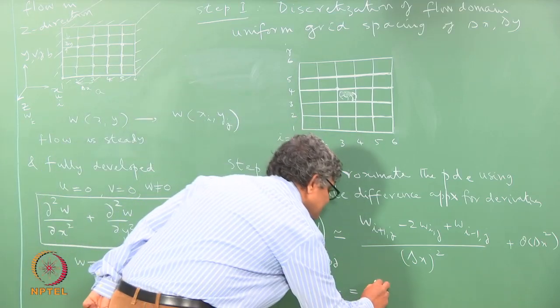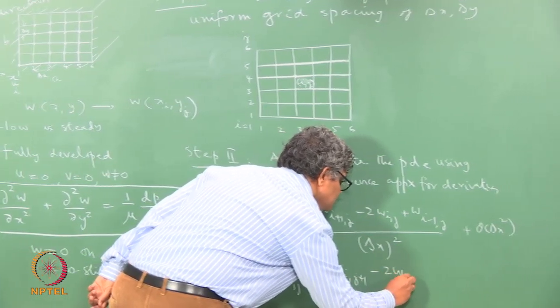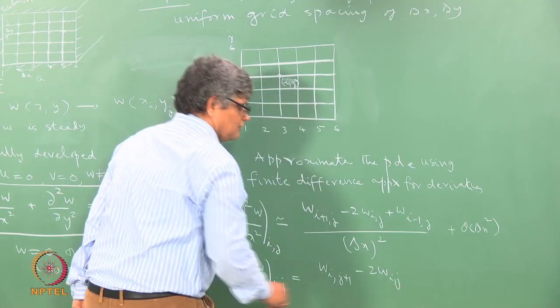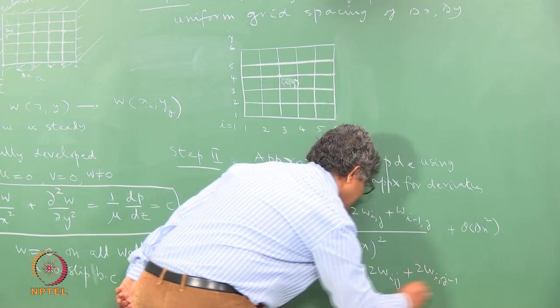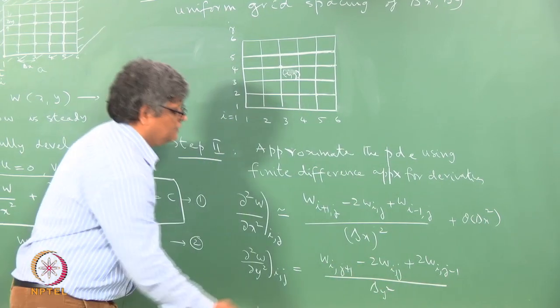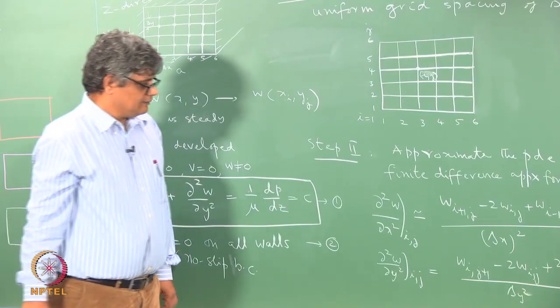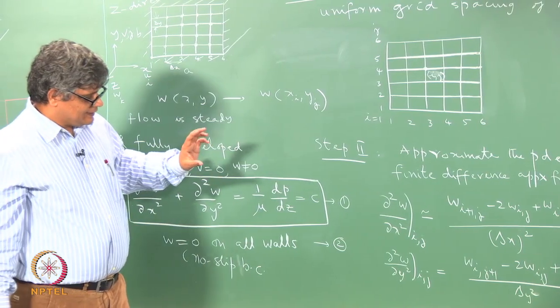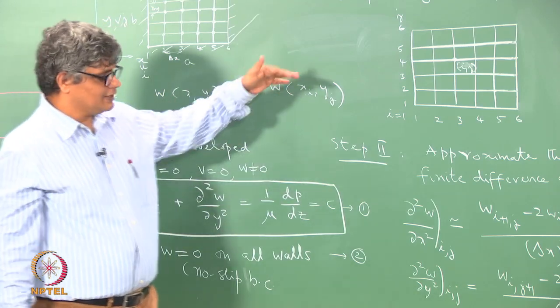Can be approximated as W(i, j+1) minus 2 W(i, j) plus W(i, j-1) by delta y square. Okay, so let us just take a minute to understand what these formulas are, so that we can fix these ideas here.